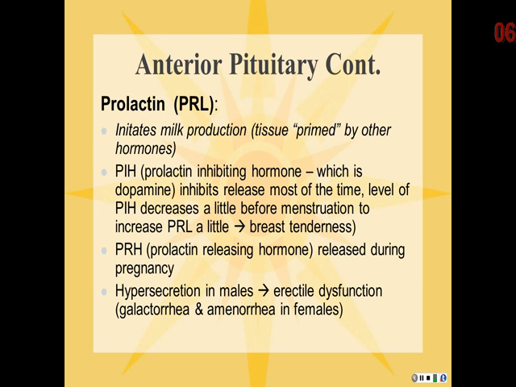Prolactin is secreted by the anterior pituitary and stimulates the mammary glands to produce milk in tissues primed by other hormones. PIH, or prolactin inhibiting hormone, which is the same as dopamine, inhibits release most of the time. Levels of PIH decrease a little before menstruation to increase the levels of prolactin just a little, which may lead to breast tenderness. PRH, or prolactin-releasing hormone, is released during pregnancy and primes the tissues. Hypersecretion in males may lead to erectile dysfunction. Hypersecretion in females may lead to galactorrhea and amenorrhea. Levels are often high enough in lactating females to suppress the menstrual cycle.